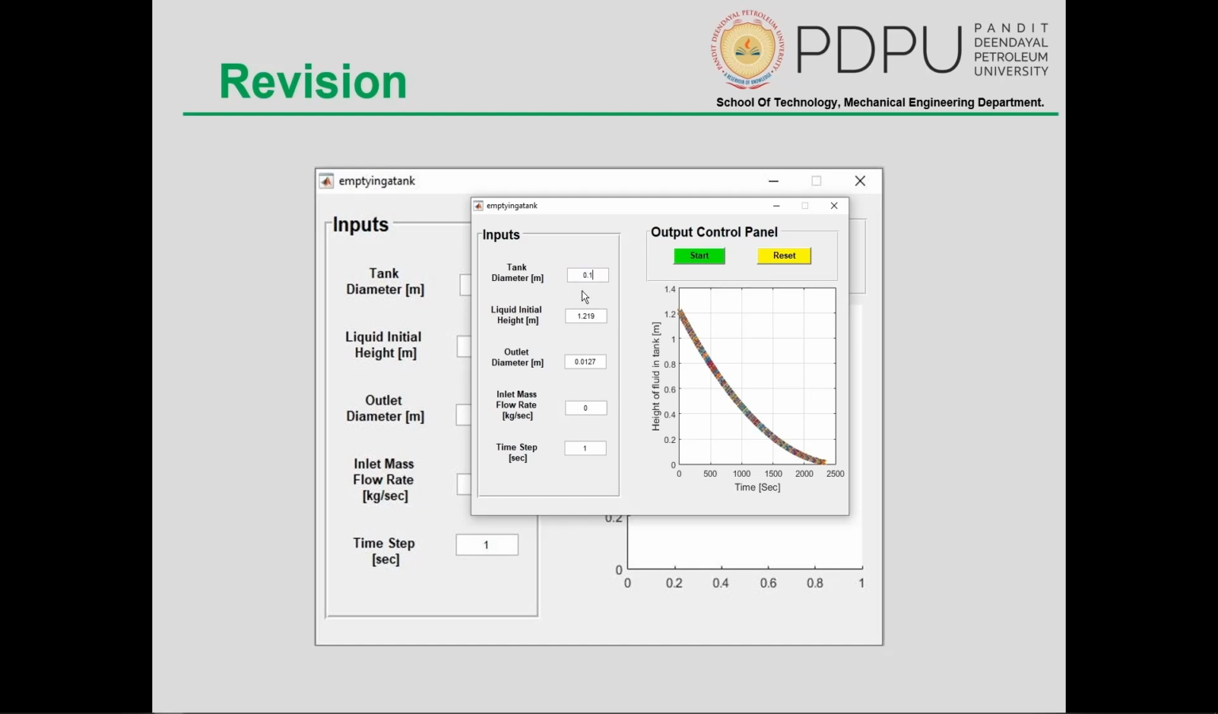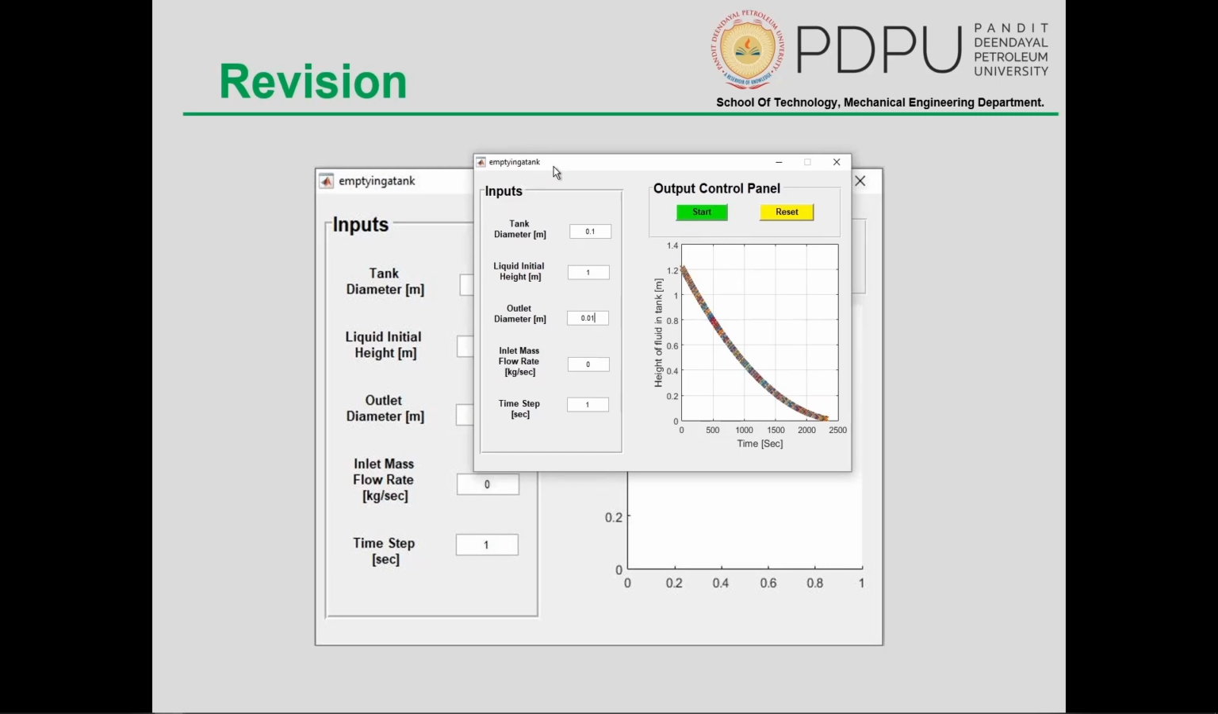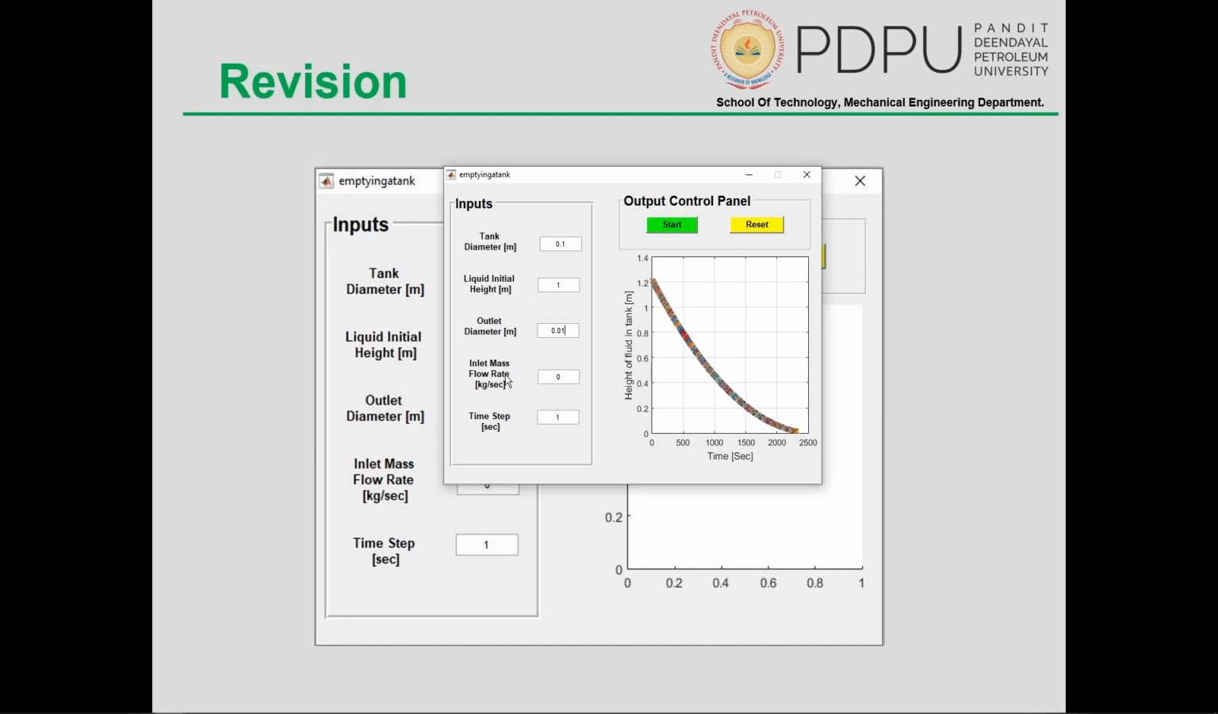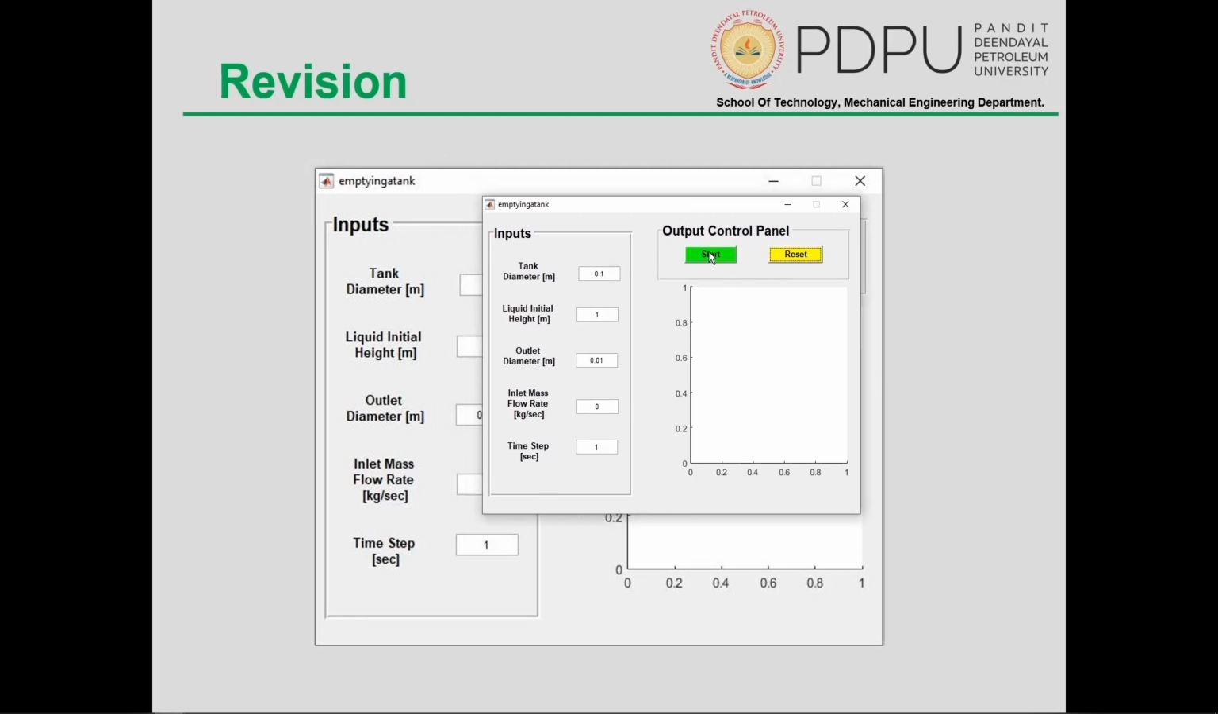Let's take a few examples. 0.1, liquid initial height of 1 meter, outlet of 0.001, and mass inflow rate. This is something which was not given in that particular numerical, and I have added it. Inlet mass flow rate was 0, meaning there was no addition of mass to the system, so I will keep it 0, and t is nothing but the time step of how much it is increasing. Let's look at the change of all the variables. Okay, so I'm starting it. Here you will see around 40 seconds will be required for such conditions.